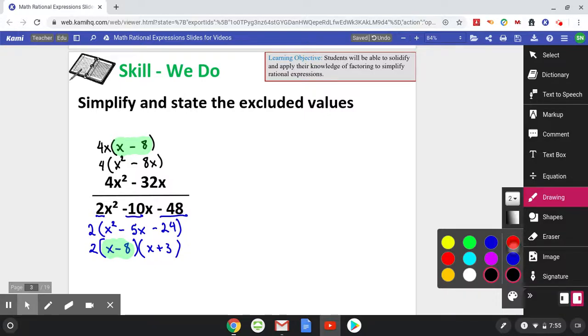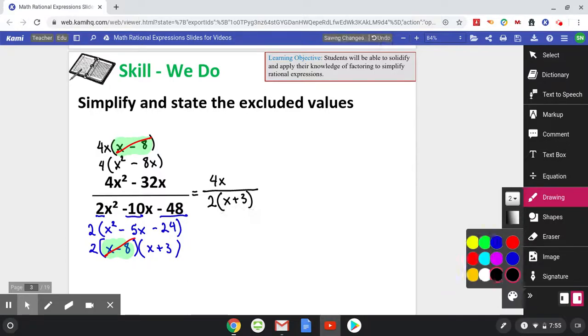So I will start by crossing out the x minus 8. I will bring everything over. Another way to do it is you can bring everything over and then cancel. 4x, because I cancel the x minus 8. And at the bottom, I have the 2, and I have the x plus 3. So in this one, I kept the parentheses because there's a 2 on the outside, and removing the parentheses would change the problem.